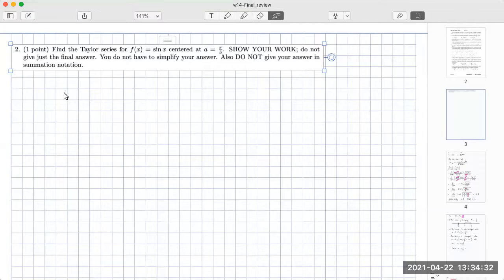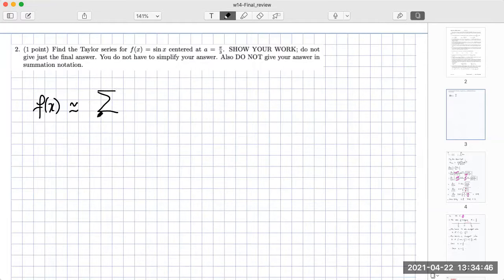Okay, what is a Taylor approximation of this function in general? If we are given a function f of x, we can approximate it as a Taylor series, which is a sum from i equal to 0 to infinity of the i-th derivative of f at the point a, if it is centered at a, and what else?